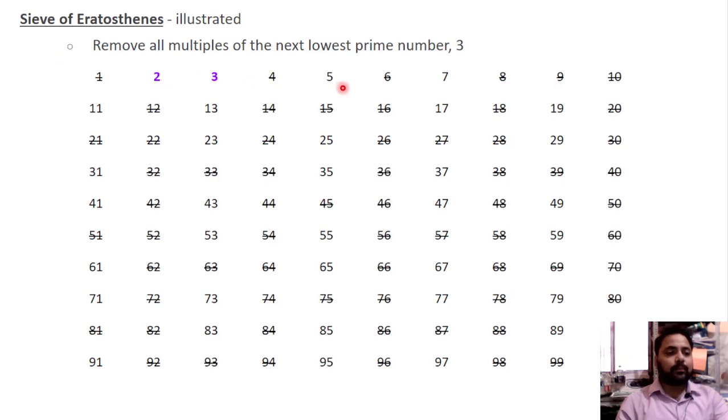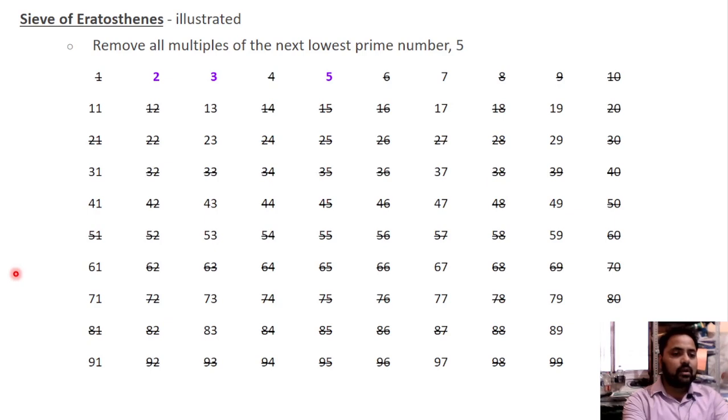then 5 is the lowest prime number after 3. So here we have to take the multiples of 5. Here 5, 10, 15, 20, 25, and so on. So here, like this.